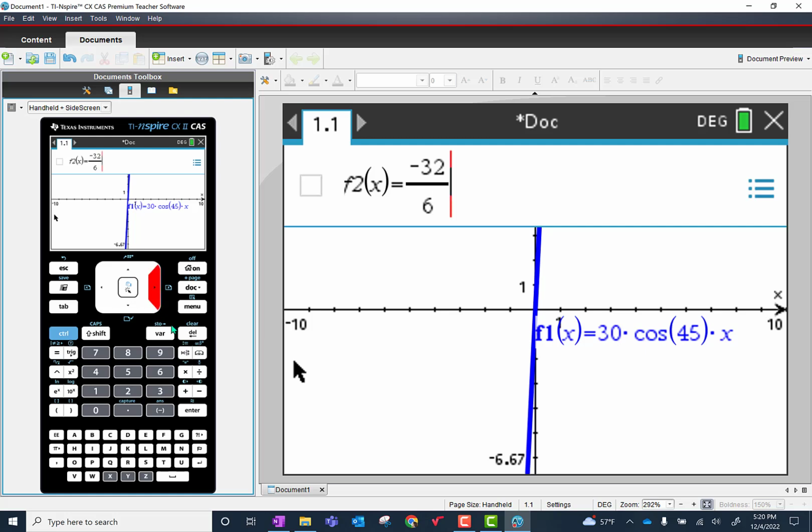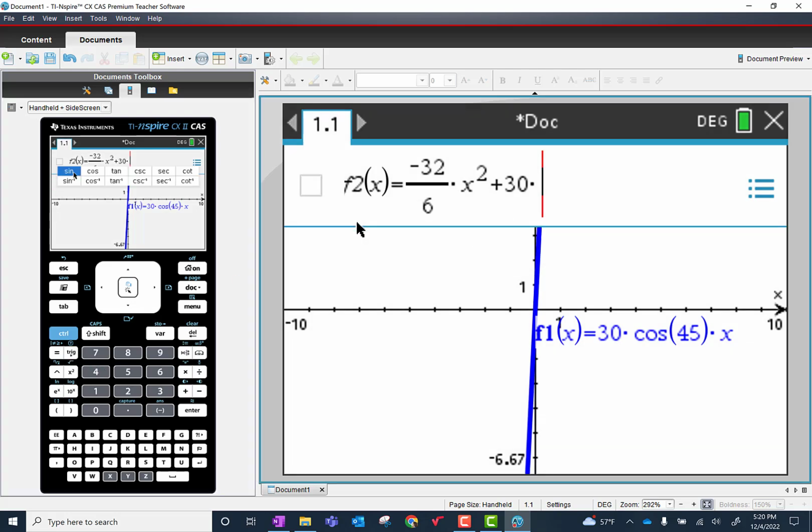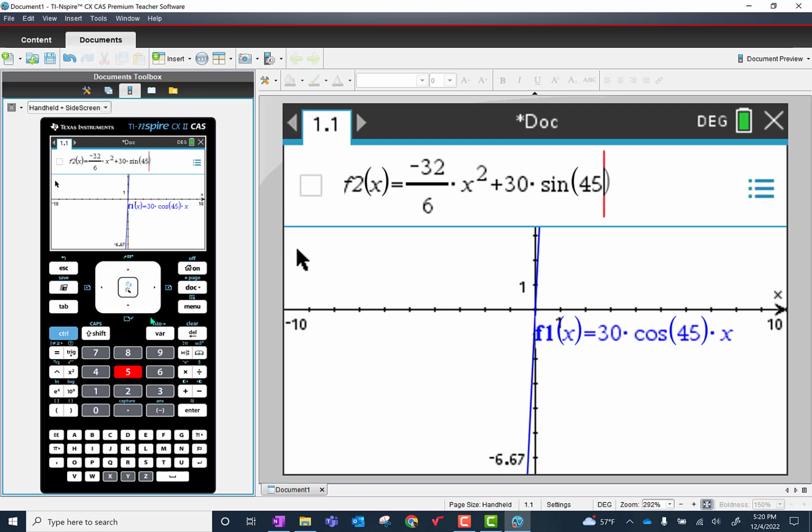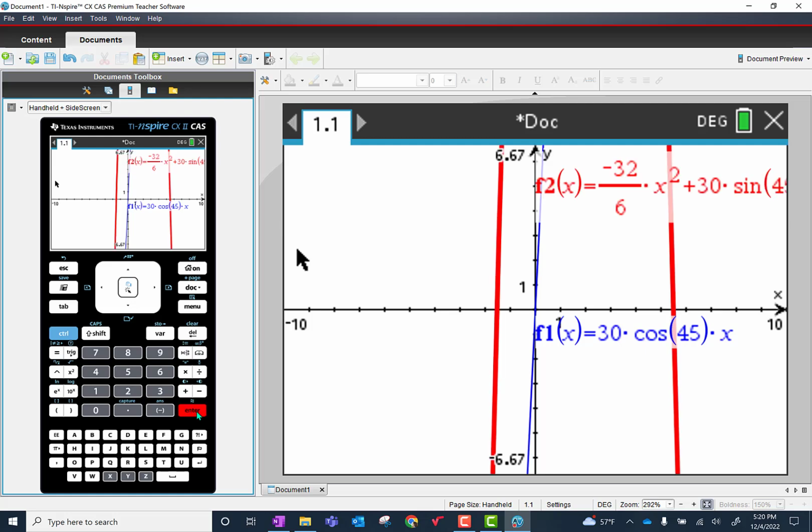Then we have a t squared, so I'm going to do x squared, because again, we're in function mode, plus, then we have 30 times sine of 45 degrees, and that's times t, which again, function mode, we're going to use an x. And then we've got our height of plus 45 yards. And that's our Y equal equation.